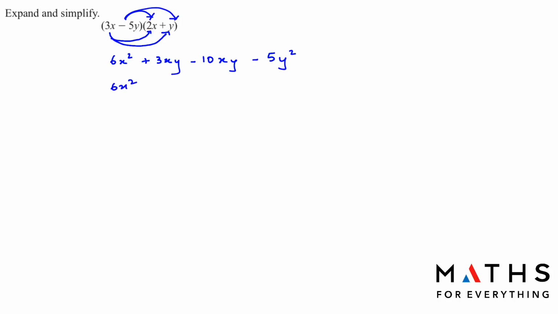These are the same terms, so you can add them together. 3 minus 10 will give you negative 7xy minus 5y square.